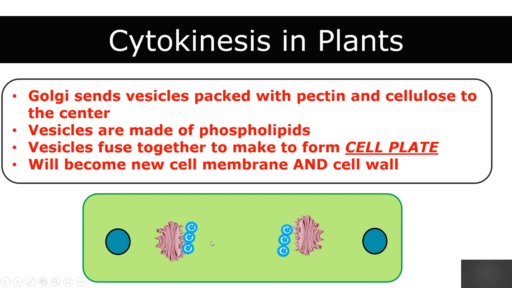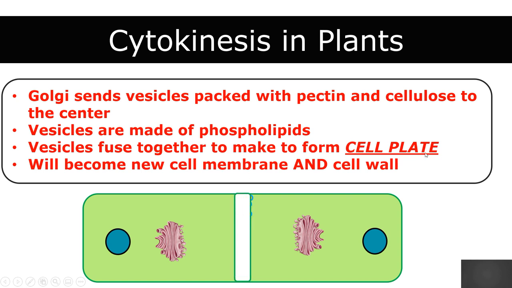So that Golgi apparatus is making vesicles, and remember the outside of the vesicle is a phospholipid bilayer just like the regular cell. Only this time, inside the vesicle, it's also carrying proteins like pectin and cellulose, which are going to make up the new cell wall and cell membrane. So the Golgi starts making those vesicles and sending them to the center of the cell. And those phospholipids can fuse together and release their contents. And then eventually you form something called a cell plate.